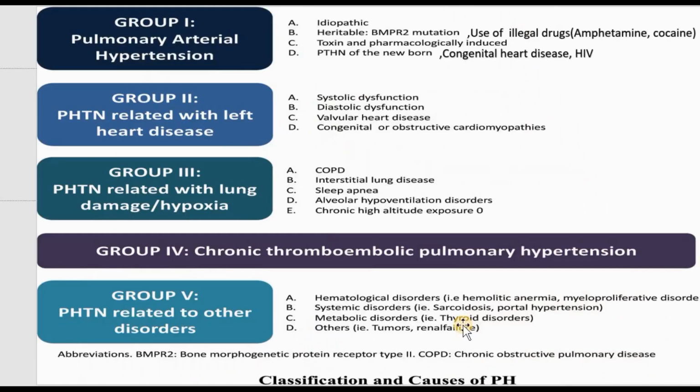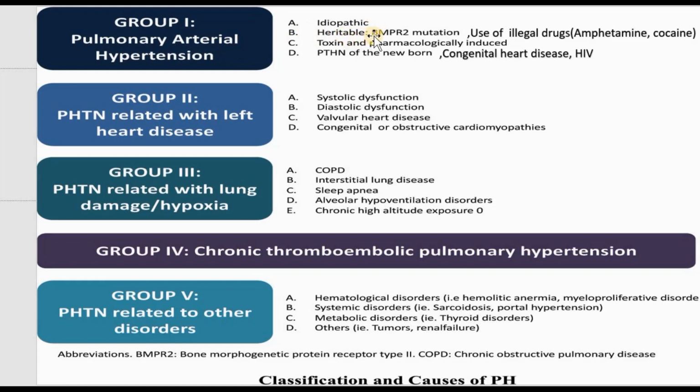Now, pulmonary hypertension is divided into 5 groups depending upon the causes. Group 1 is pulmonary arterial hypertension. In pulmonary arterial hypertension, the pulmonary arteries become narrowed, stiff and swollen. As a result, the blood pressure in the pulmonary artery goes up.